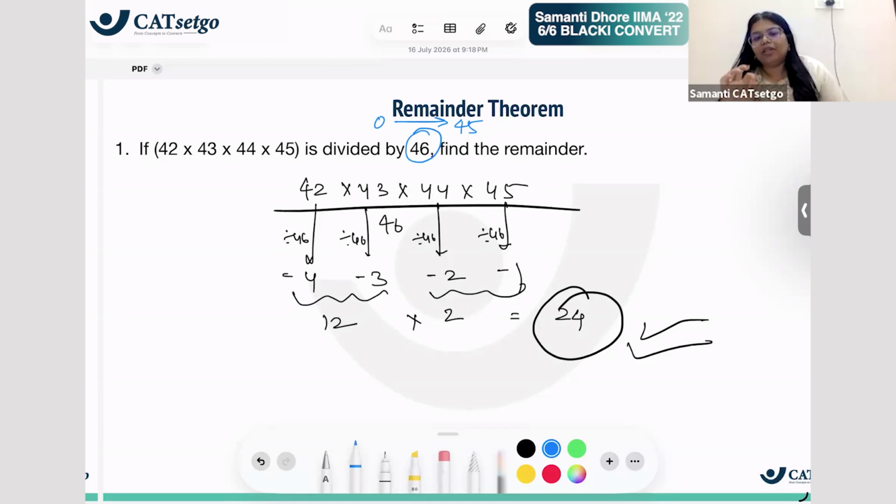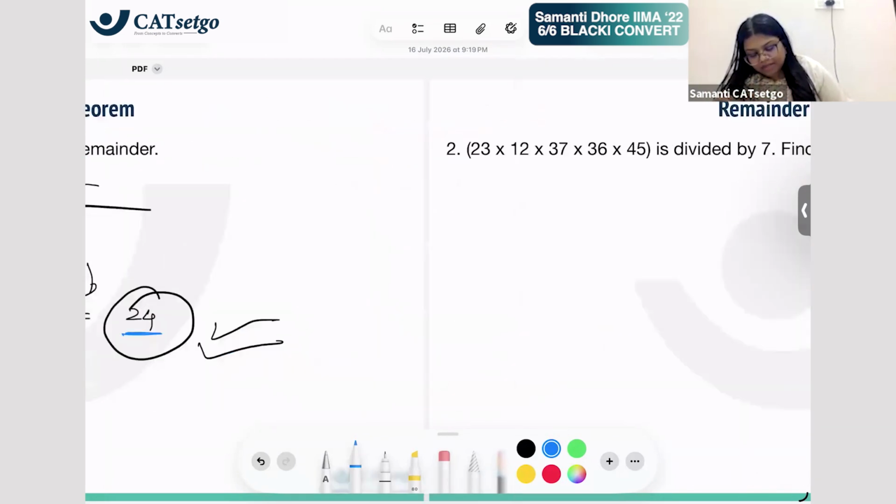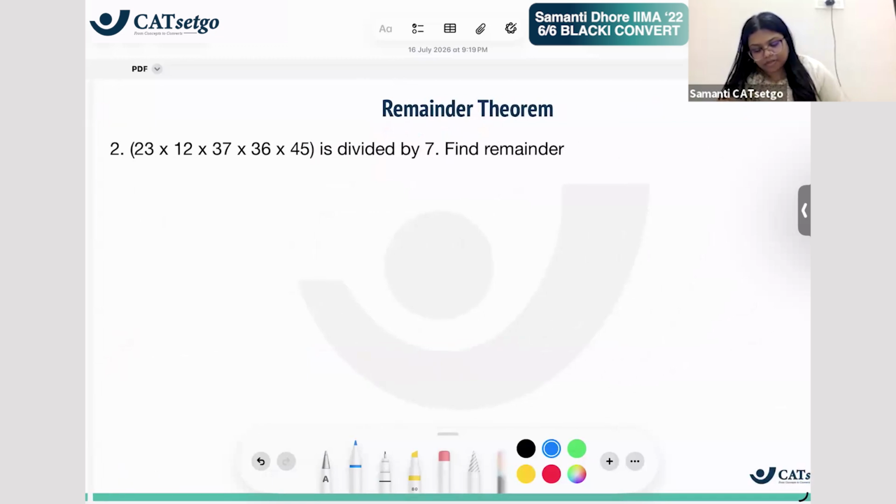You individually multiplied all the numbers until you got a number that was lesser than the divisor, that is 46. Now let us solve another one the same way: if this number is divided by 7, find the remainder. How do we solve it?